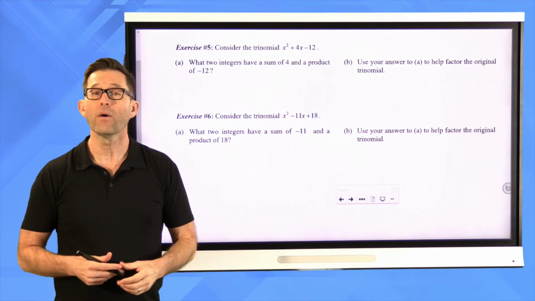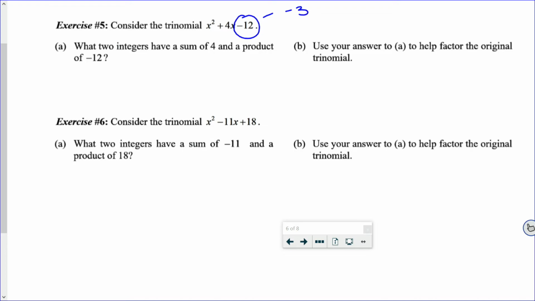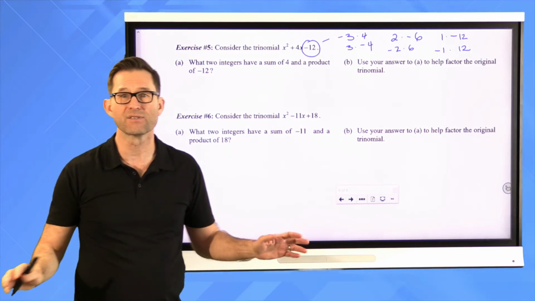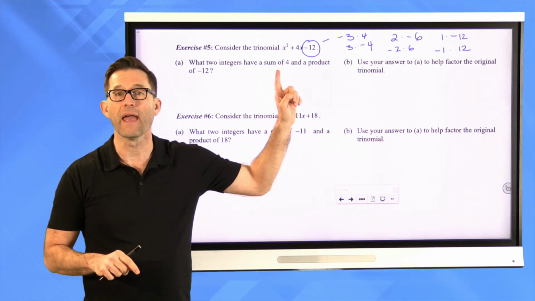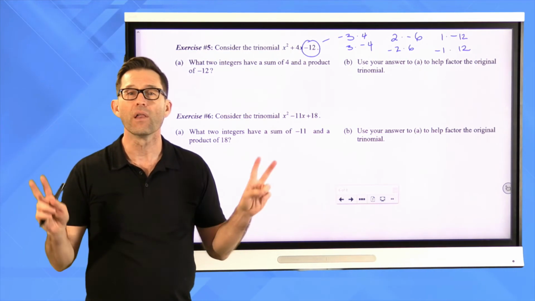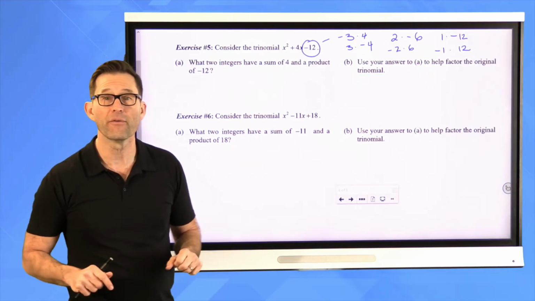All right, well, again, if I think just about my negative 12, that could be negative 3 times 4, or 3 times negative 4, or it could be 2 times negative 6, or negative 2 times 6, or 1 times negative 12, or negative 1 times 12. Those are all our possibilities. That's all we got. Now, if you have a negative and a positive and they add together to be a sum of positive 4, the larger one has to be the positive one, right? And they have to differ by 4.